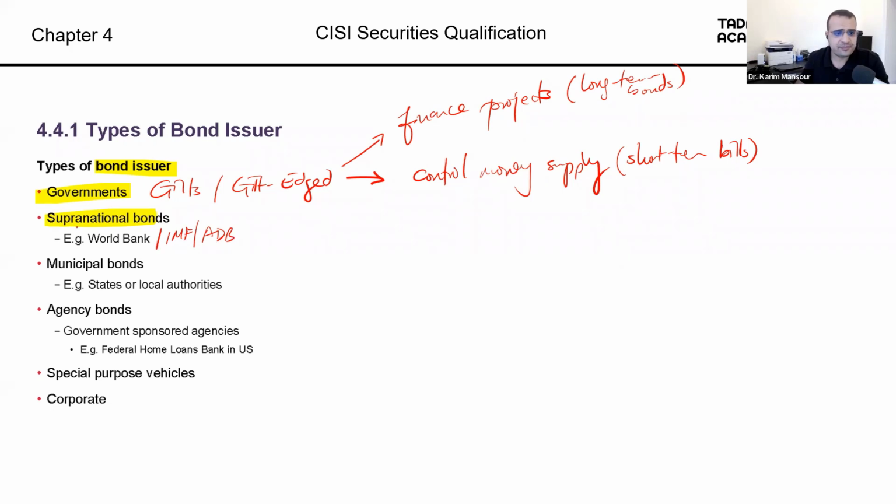Supranational means this is an organization that does not belong to one nation. It belongs to multiple nations, multiple countries. So the World Bank or the IMF or the Asian Development Bank, they don't belong to one country. And usually these issue bonds to finance development projects in poor countries. Municipal bonds are bonds issued by the municipality, your town, again, usually to finance certain developments like building a school or fixing a road or building a bridge.